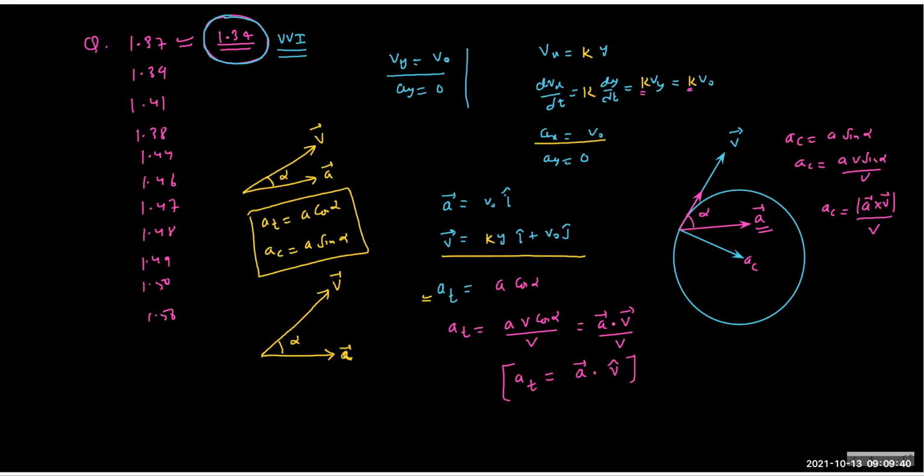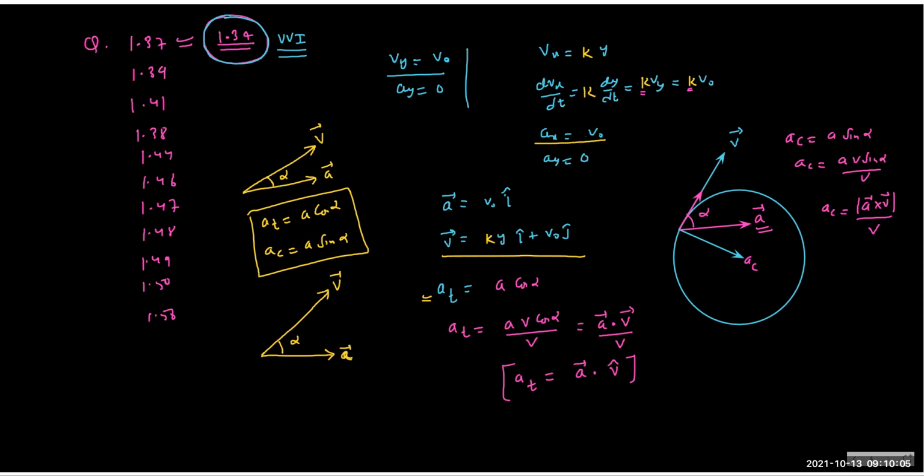So that v vector is equal to ky i cap plus v naught j cap. So if we find the magnitude and differentiate it, then also we will get the same answer. Yeah, you can find the magnitude and you can differentiate. That's a nice way of doing it. Even if you do the same, you will get the same answer.